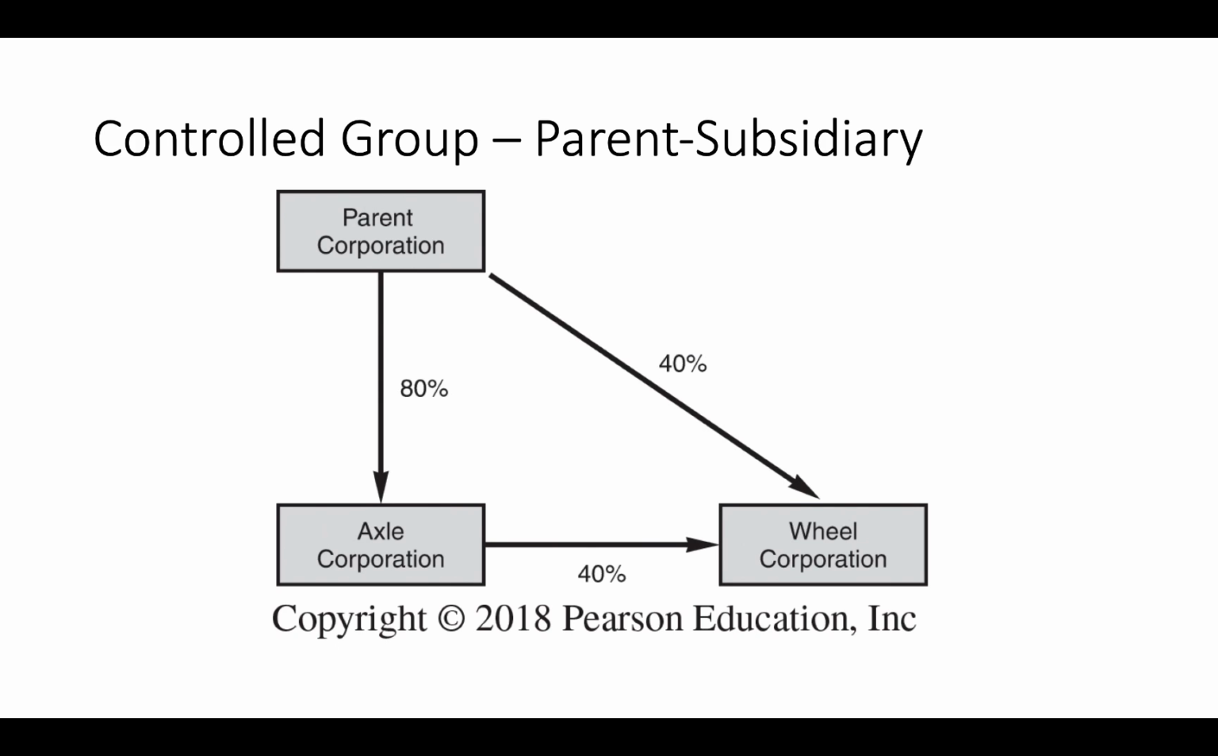So this is the example that's in your book. You have the parent corporation, and the parent owns 80% of Axle. The parent also owns, by Axle and itself, 80% of Wheel Corporation. So they're all part of a group. The parent, Axle, and Wheel are all part of a consolidated parent-subsidiary group because the parent owns directly 80% of Axle, and then Axle and the parent both together own 80% of Wheel.